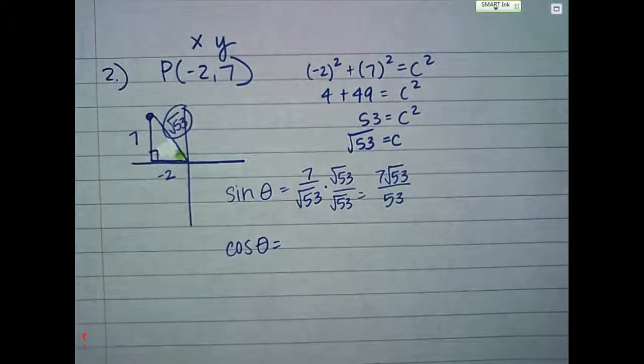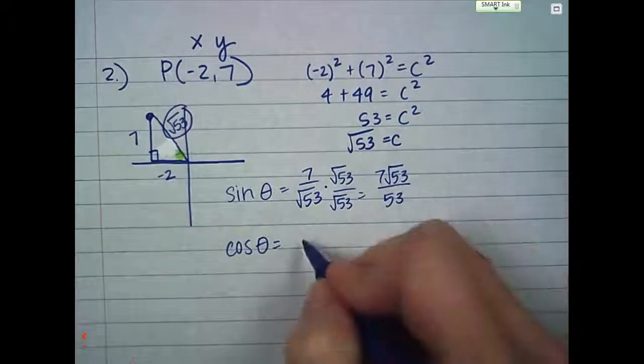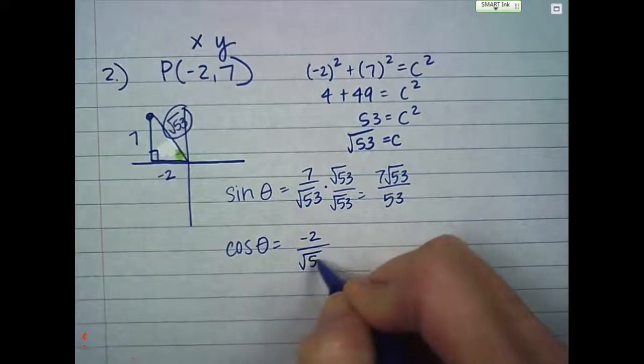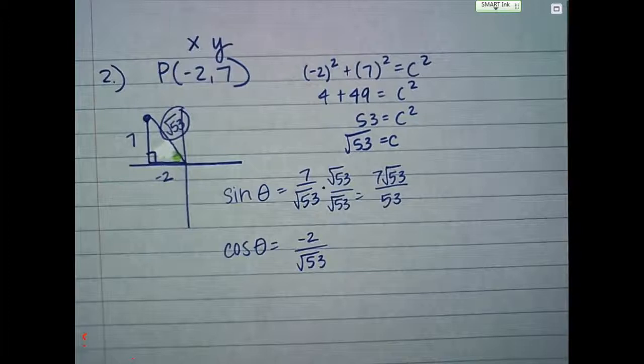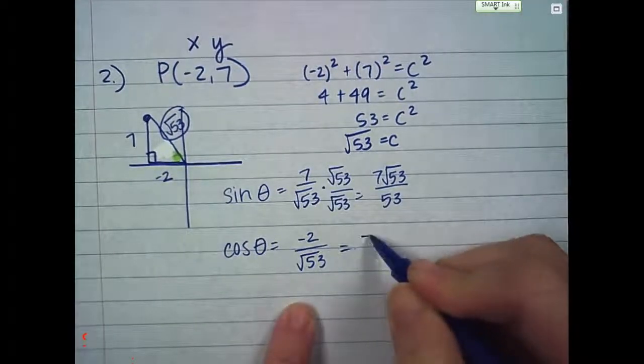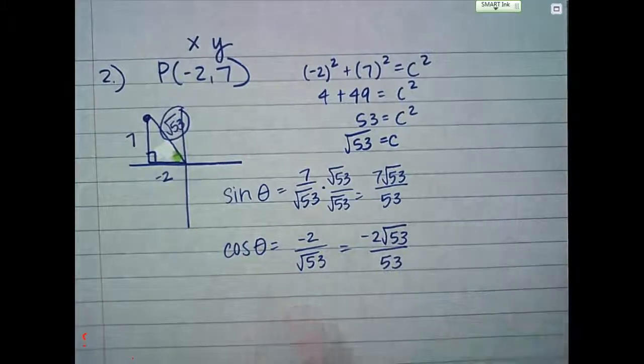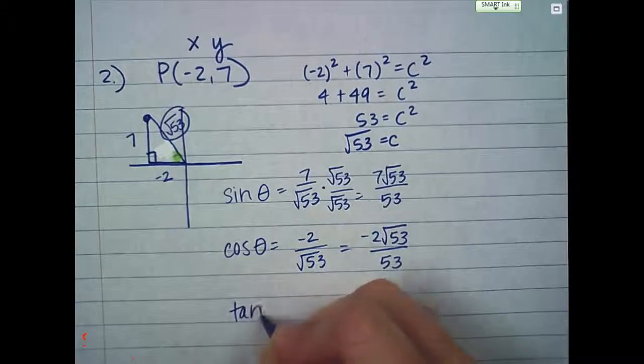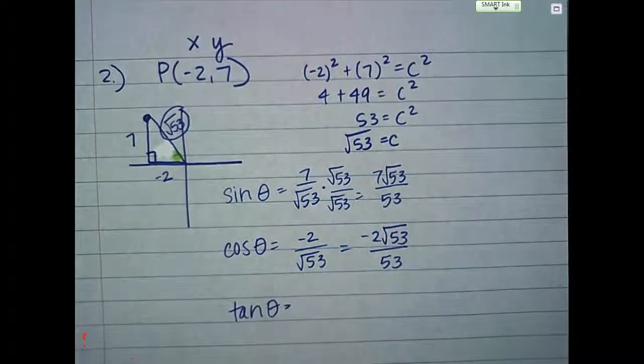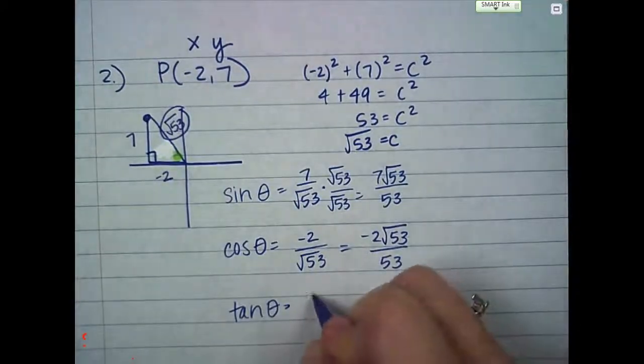Now cosine. Adjacent over hypotenuse. Adjacent is the x. Now, you'll get really good at this to where you can just look at the answer and say, okay, -2 root 53 over 53. If you can do that, by all means, go ahead. You don't have to show the work like I did on sine. Tangent, the last one. Opposite over adjacent. Adjacent is always x. So 7 over -2.